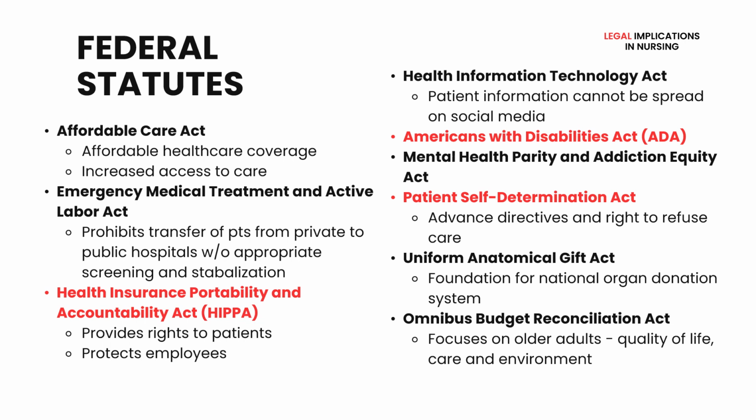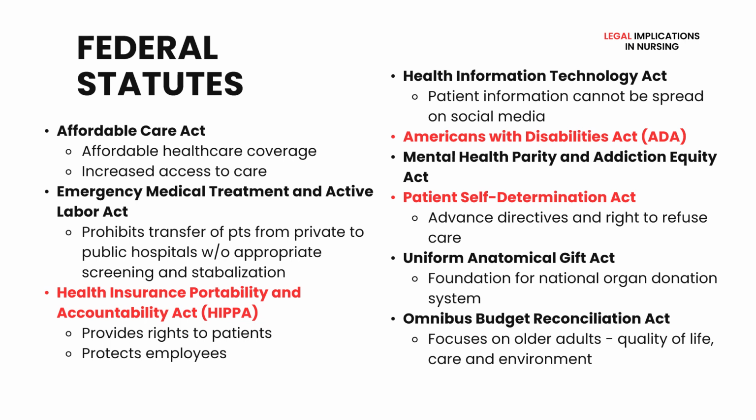You have your Mental Health and Addiction Equity Act. That looks at providing adequate care for those who have mental illness and may also have an addiction, and it provides competent care for them. Then you have the Patient Self-Determination Act. These are your advance directives, the ability for the patient to refuse care because they are able to self-determine how they want to be treated. Then you have your Uniform Anatomical Gift Act, which is the foundation for organ donation.